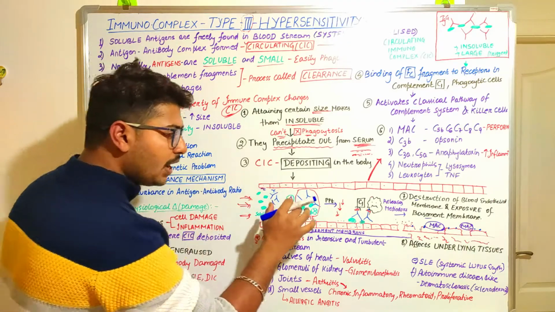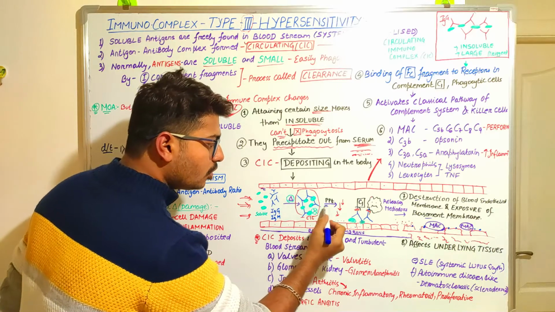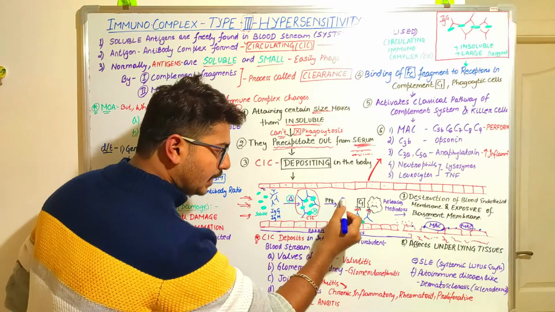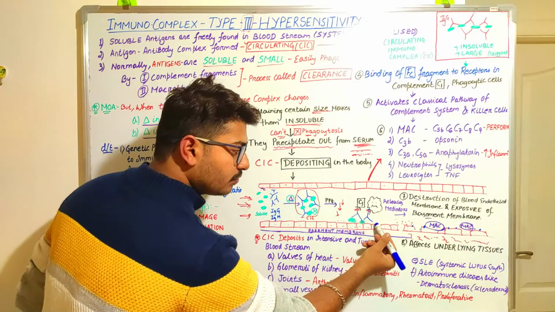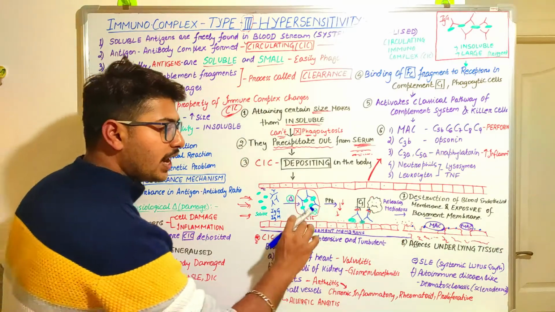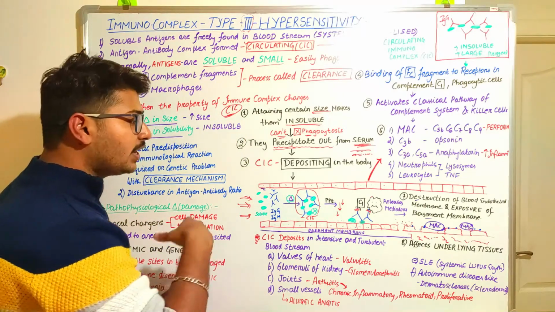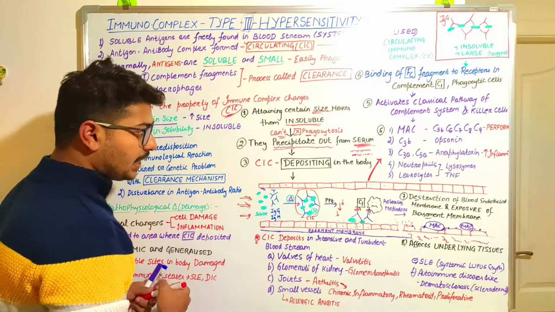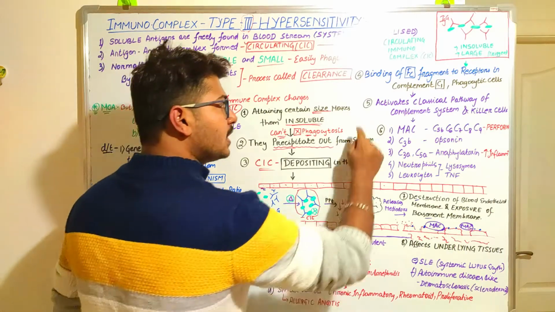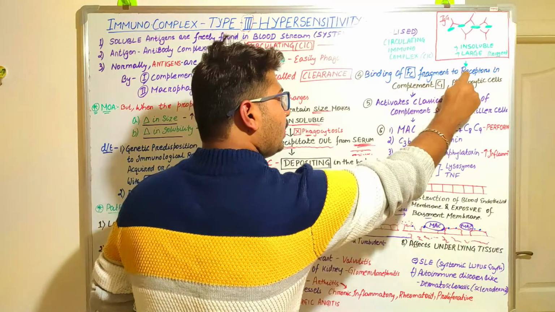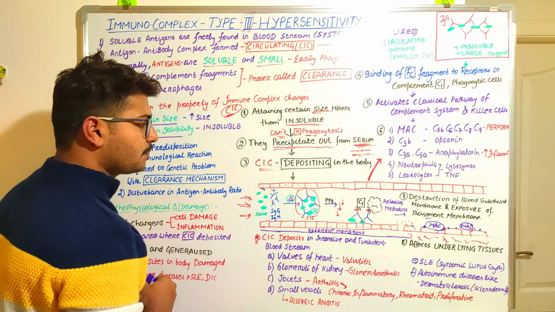Okay, so what will be the next process? As they are insoluble, they will be precipitating. They will be slowly sedimenting over the surfaces of the endothelial cells, the endothelial lining of the blood vessels. Now the next process occurs: after the CIC is deposited in the body, what happens? Binding of the Fc fragment to receptors in the complement C1 and phagocytic cells.